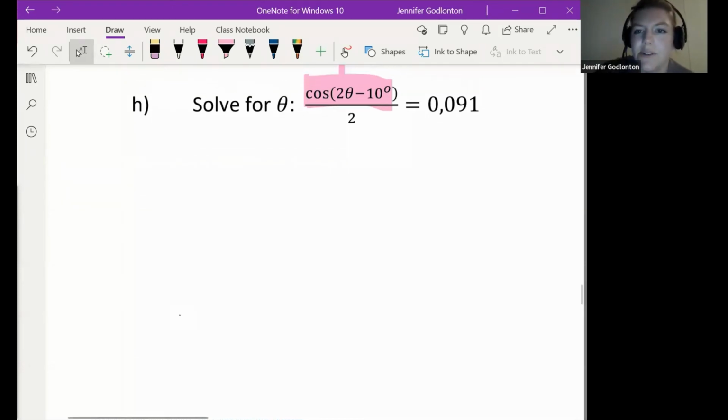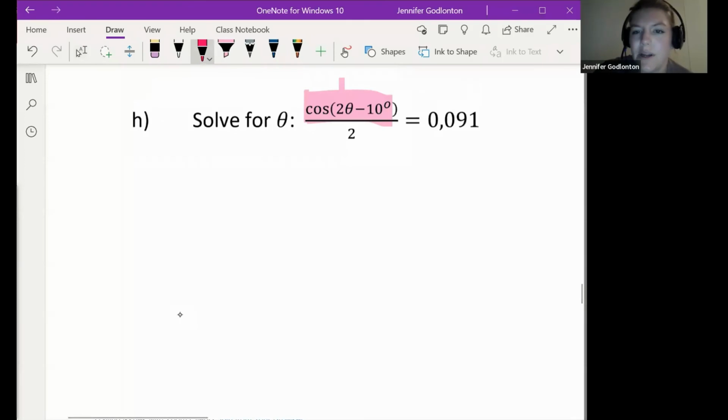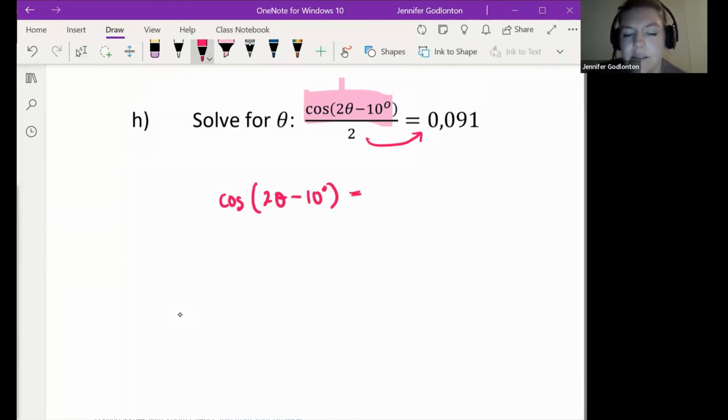Yeah, I'm seeing some good starting points here. Because it's an equation, the first thing I want to do is take that 2 up over there. So cos 2 theta minus 10 degrees is equal to 0,091 times 2.